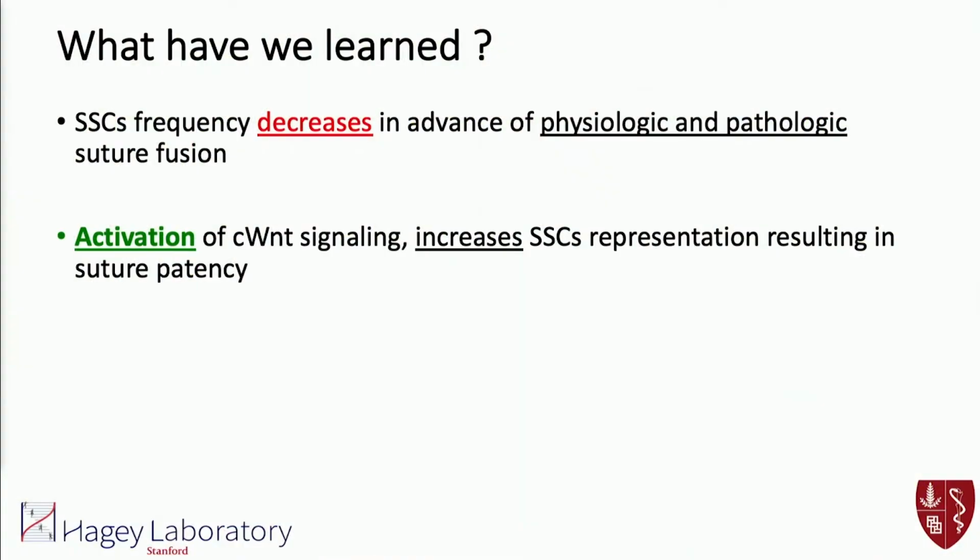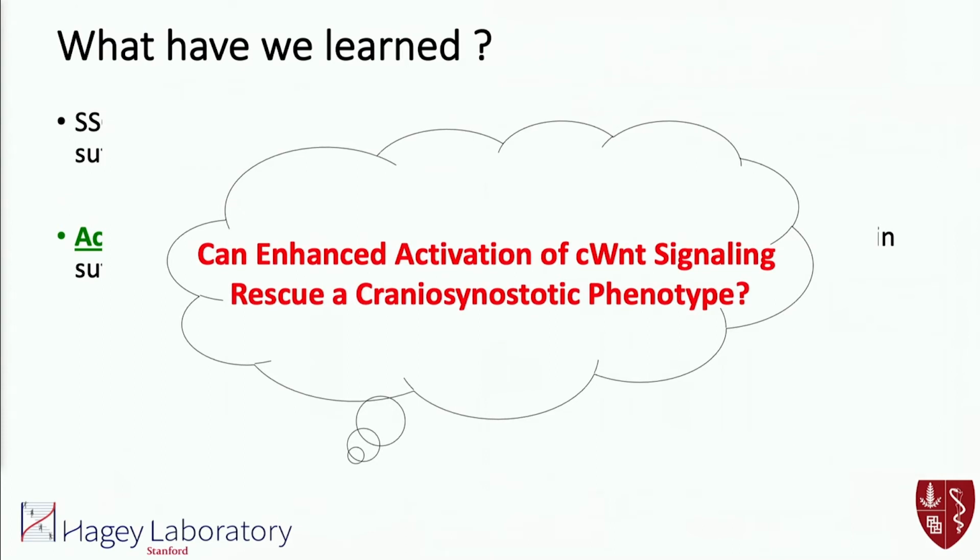So what have we seen so far? We've learned that SSC frequency decreases in advance of both physiologic and pathologic suture fusion. However, activation of canonical Wnt signaling increases SSC representation, and this can result in suture patency. So we asked the question then, can enhanced activation of canonical Wnt signaling potentially rescue a craniosynostotic phenotype?